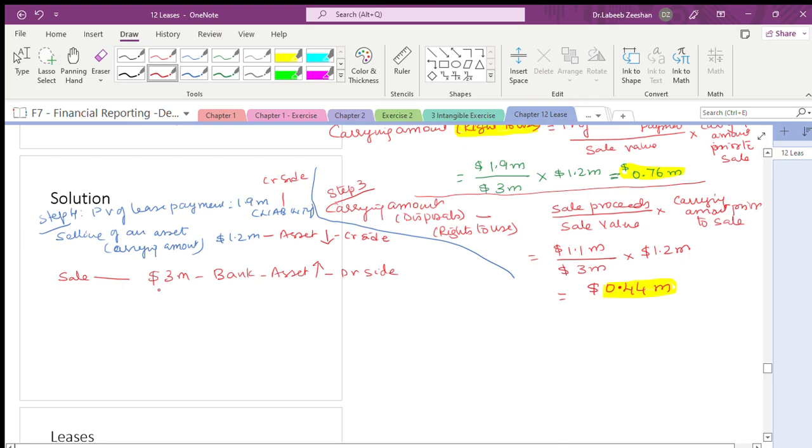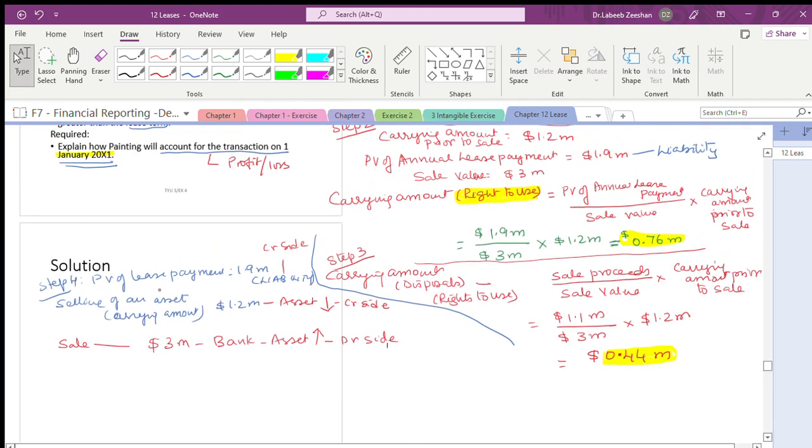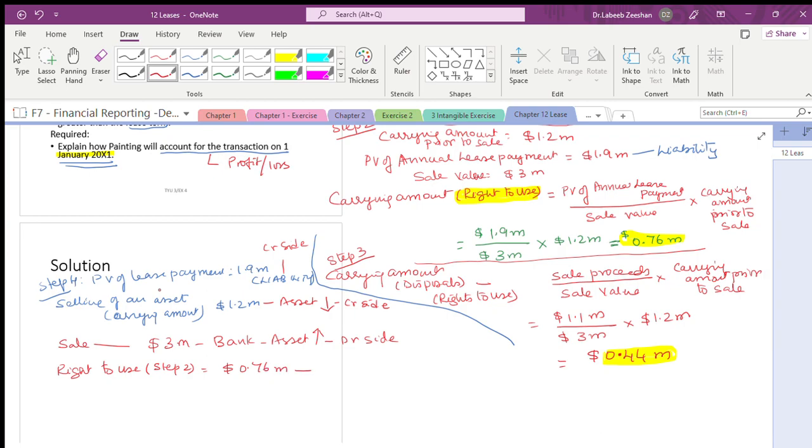Apart from that, you have the right to use. How much are you going to have as the right to use? Where have we calculated this? We have calculated it in step 2. It is 0.76 million. Right to use is nothing but it will be an asset. It will be on the debit side.